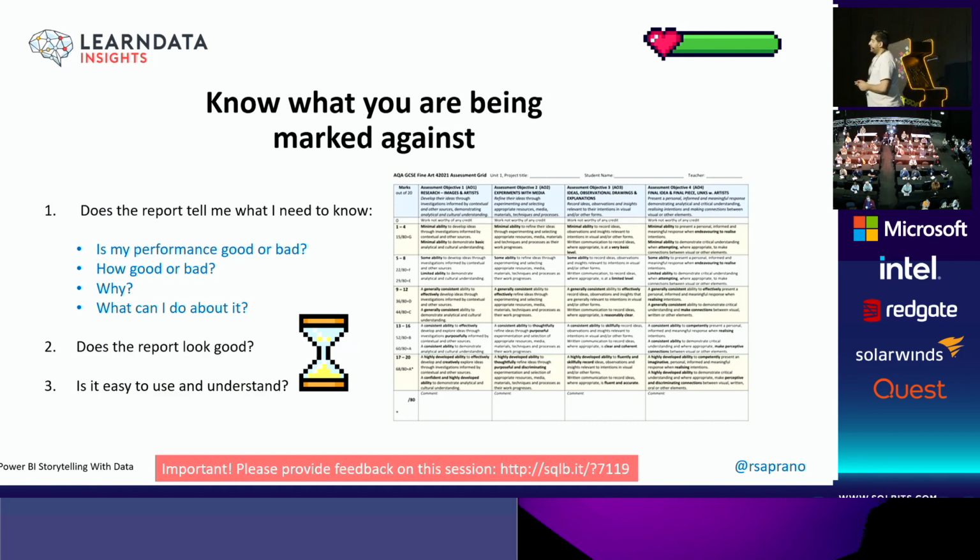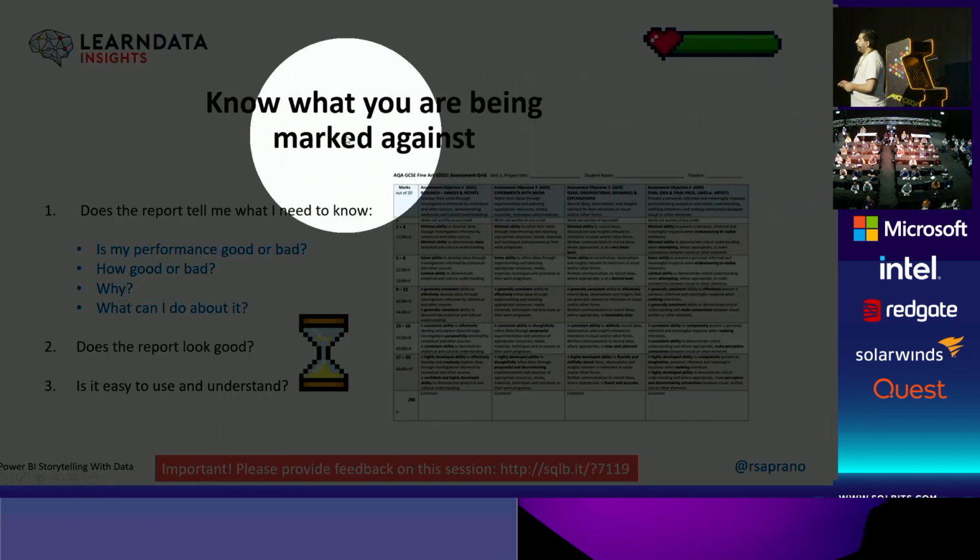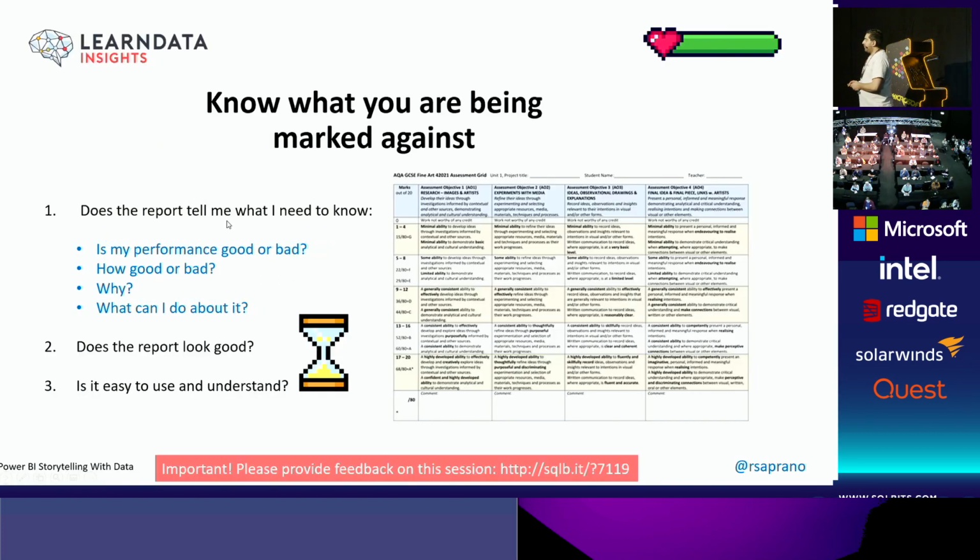Same thing with data visualization. What are you actually being marked against? I got this from Zebra BI, Andre. And he said, okay, when you go into a report, look at your report. You want it to answer these 4 things at a high level. Is my performance good or bad? How good or bad? Why? And what can I do about it? The so what? And if you look at most reports, they'll fall down on at least one of those, if not all 4.